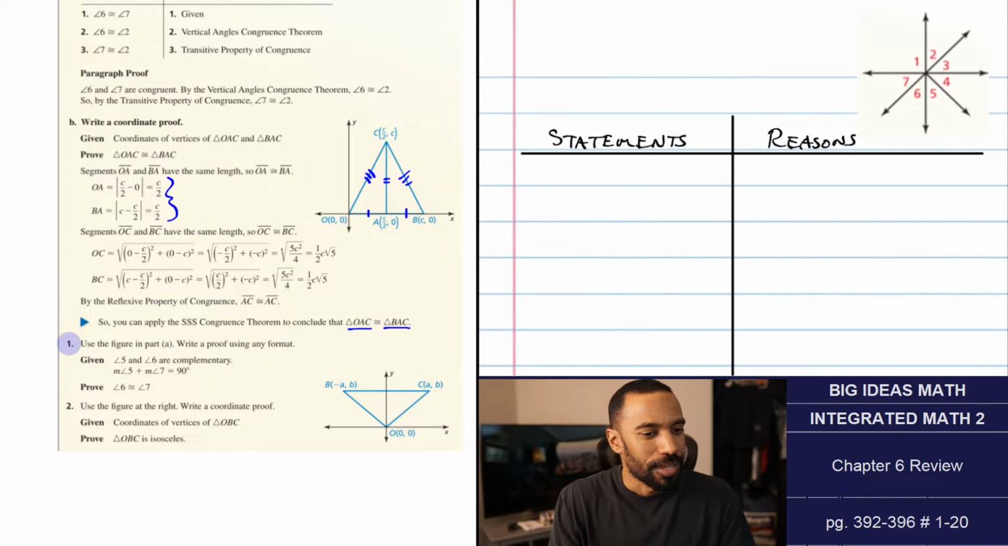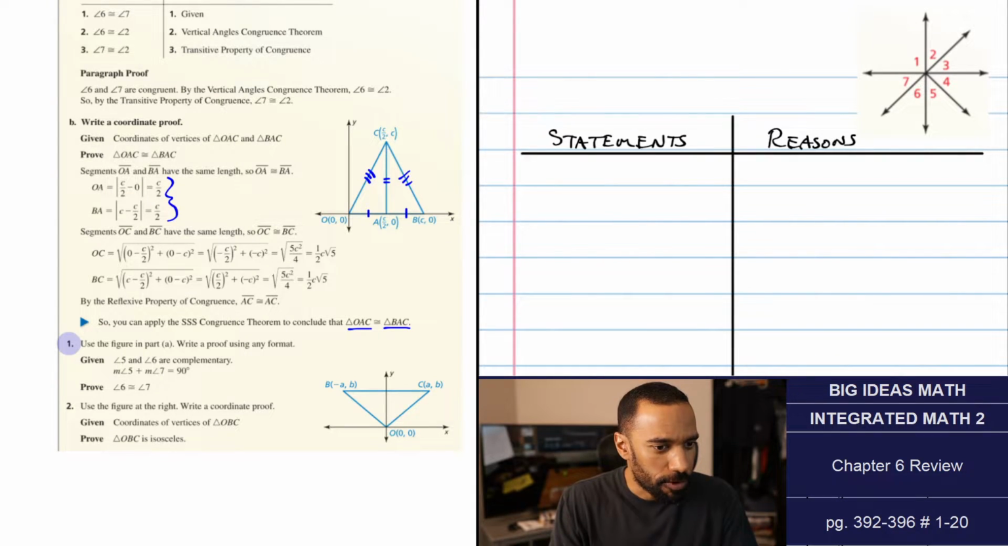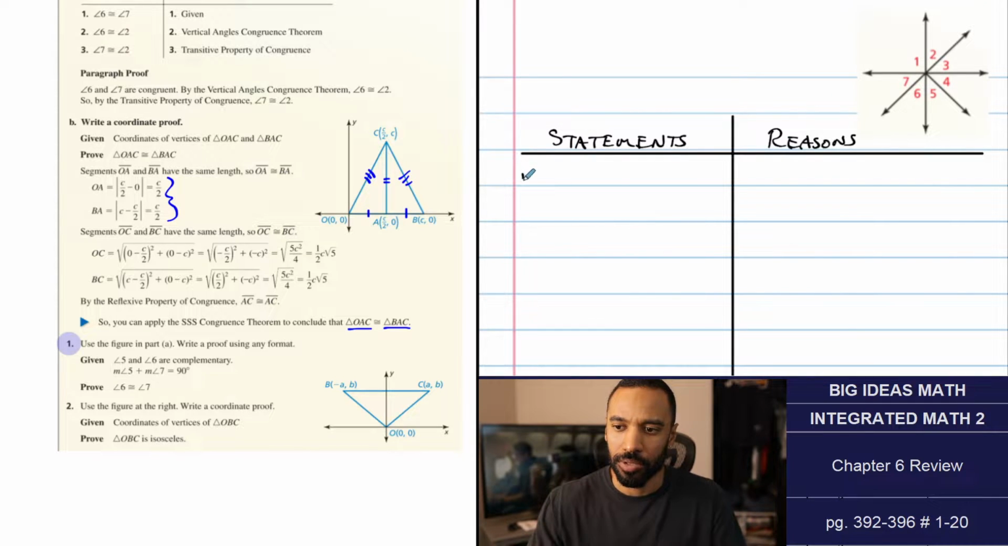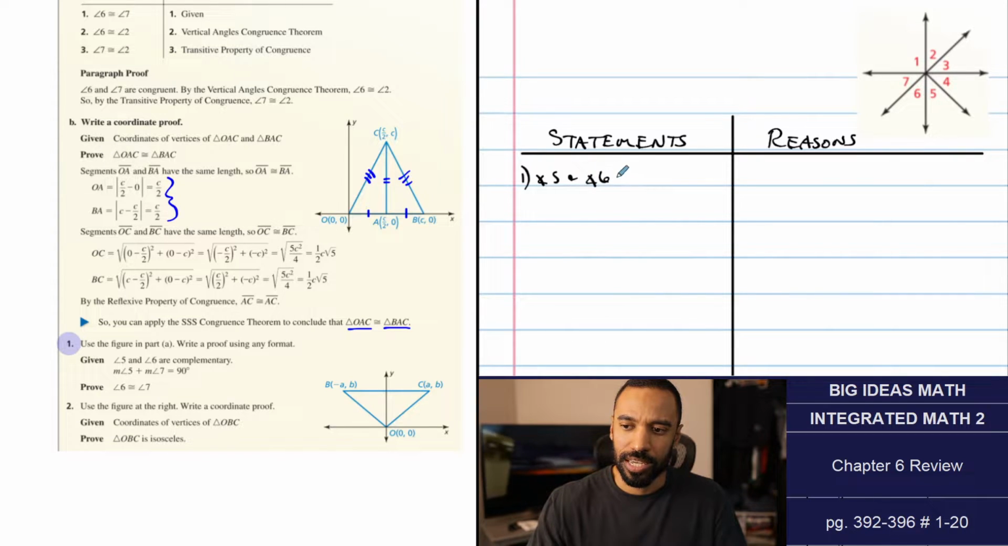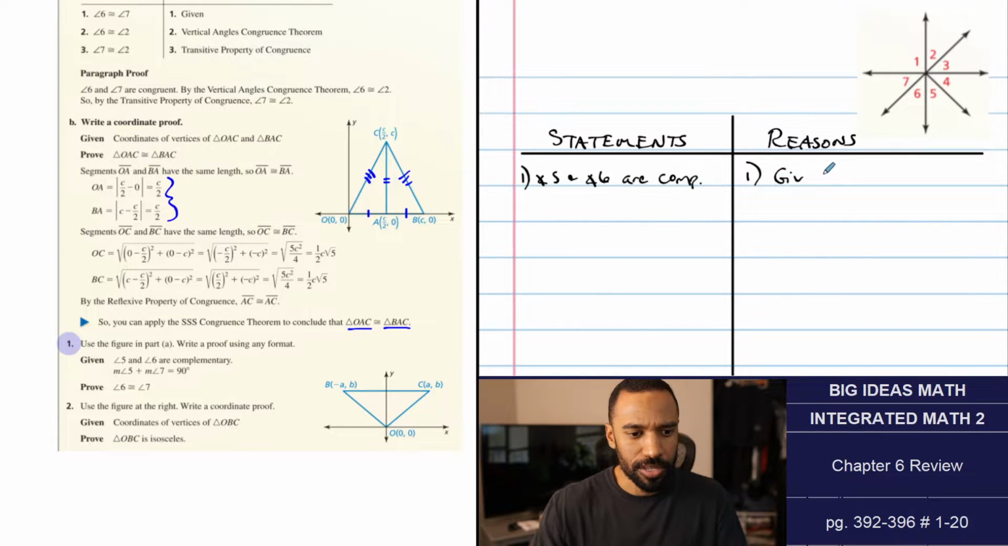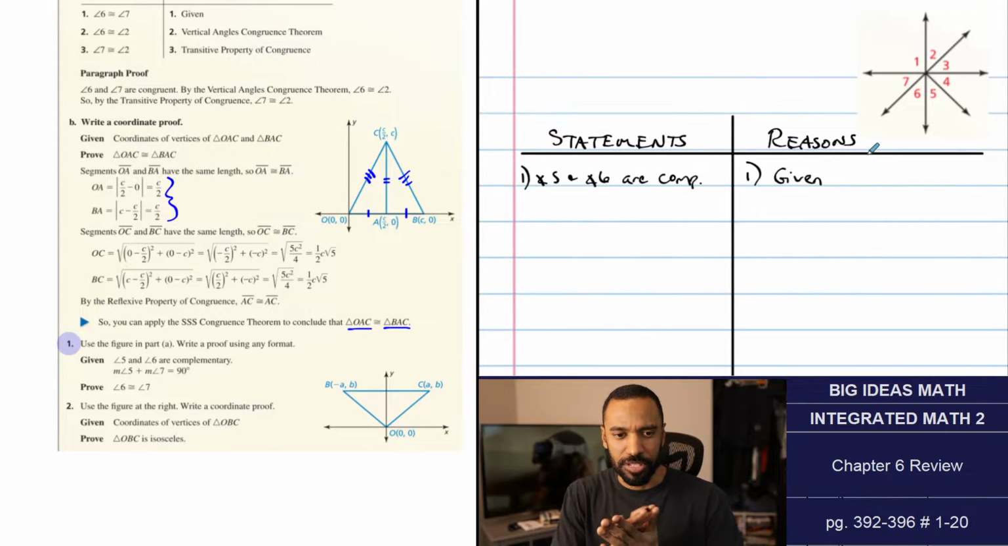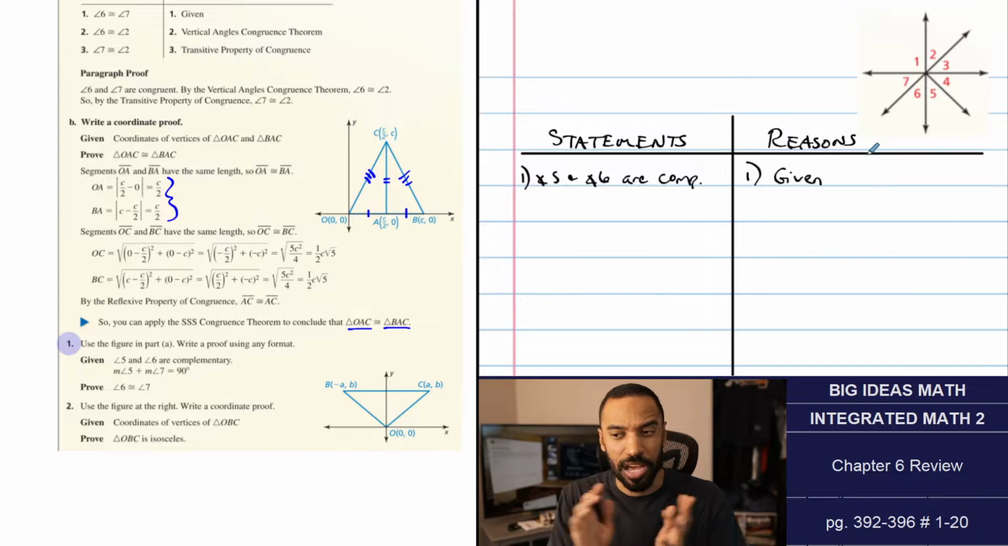But now I'm back. Use the figure in part A, write a proof using any format. Given: angles 5 and 6 are complementary. Okay, so angle 5 and angle 6 are, I'm just going to put comp. So that's a given. Now, is there another given? There is a second given. It says the measures of angles 5 and 7 add to 90 degrees. That's also something that complementary means.